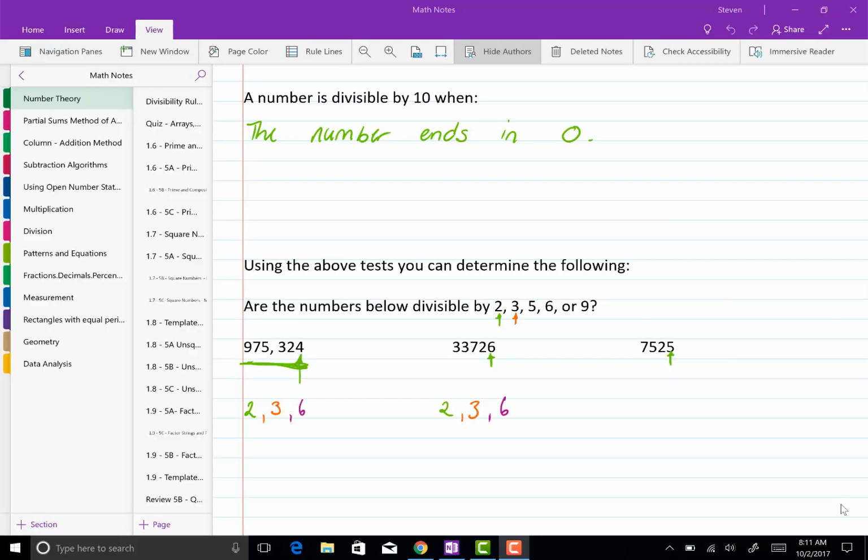Now, moving on to 5. We know a number is divisible by 5 if it ends in 5. Well, 7,525 does end in a 5. So we know that it is divisible by 5.